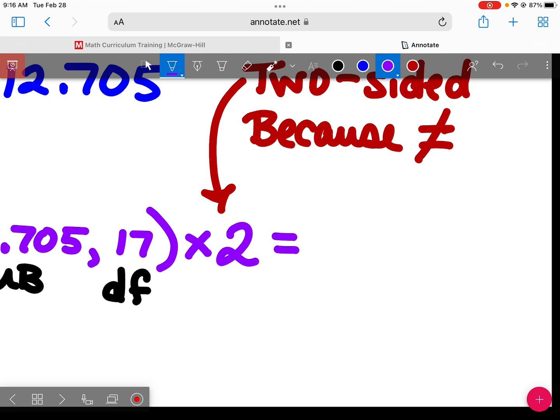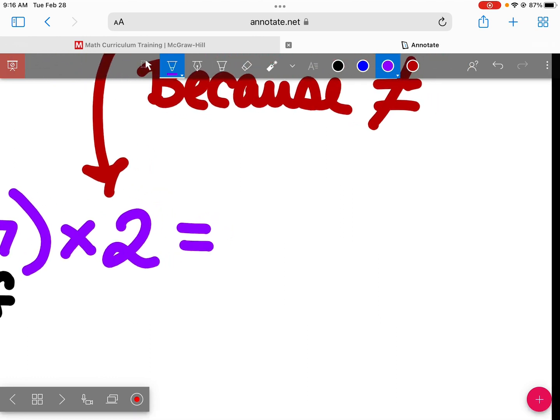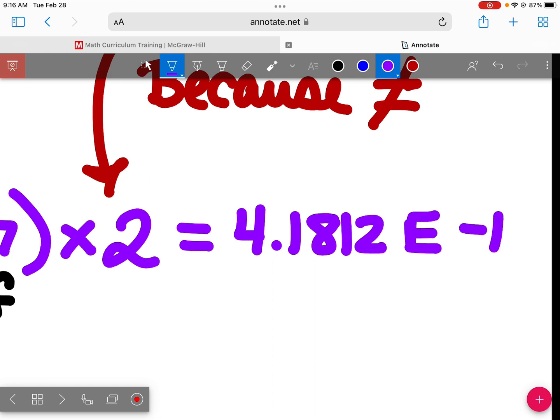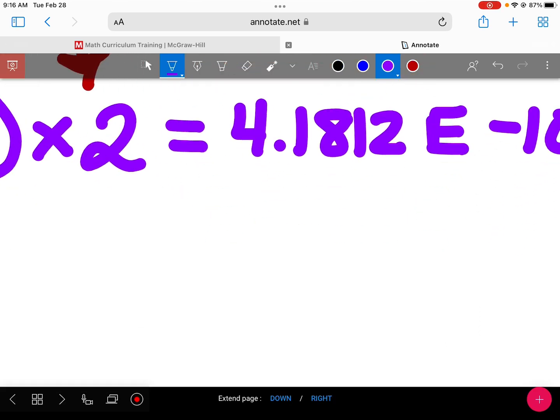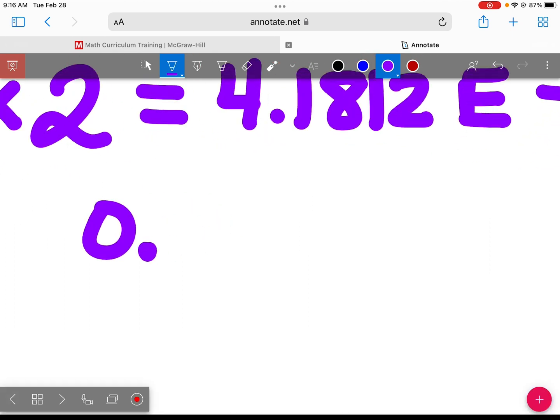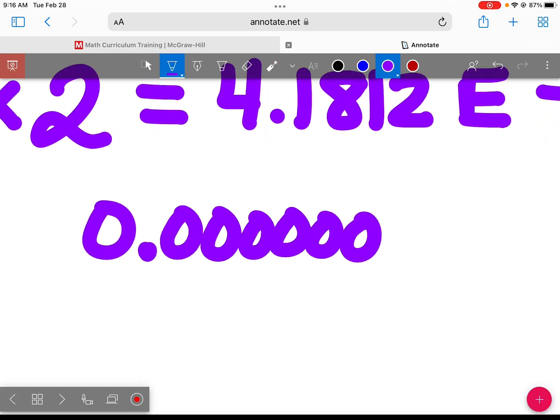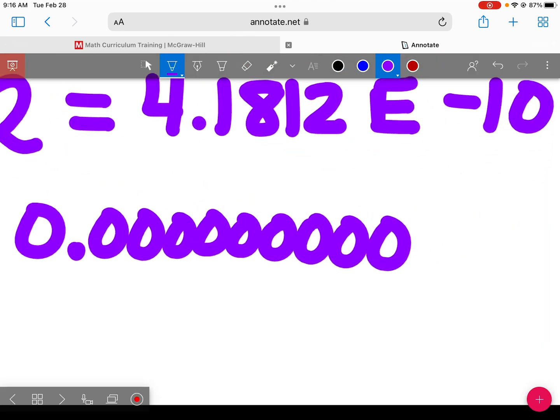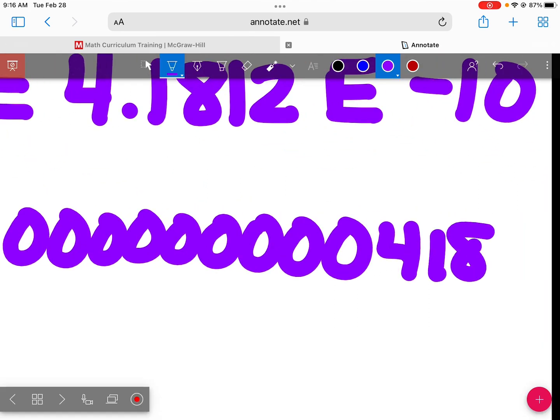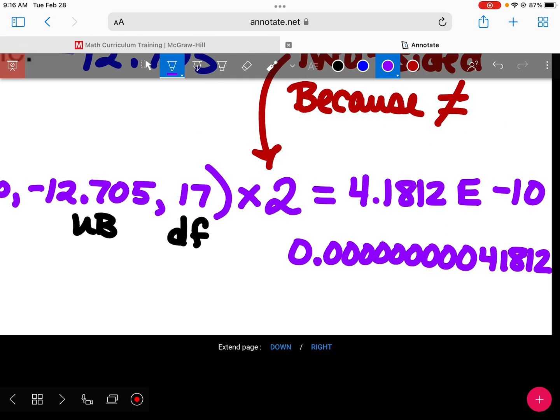What'd you get? Scientific notation. On my calculator, when I did the p-value and then multiplied it by 2, my calculator looks like this. Is that similar to what you guys see? All right, so writing that out, that would be 1, 2, 3, 4, 5, 6, 7, 8, 9, 4, 1, 8, 1, 2. That is really tiny.